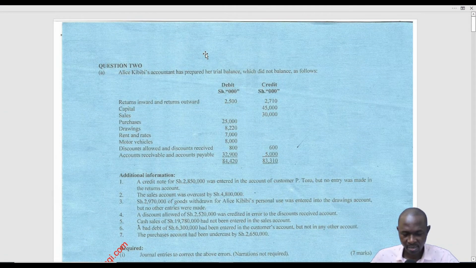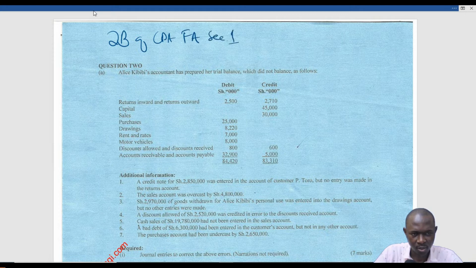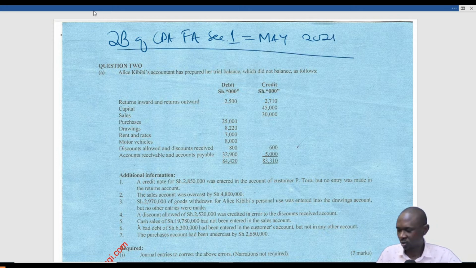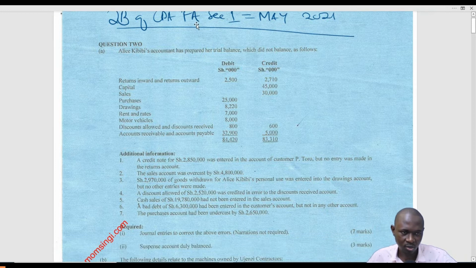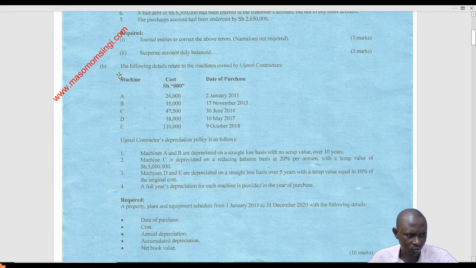Okay, welcome again. This time round we are going to tackle question 2b of CPA Financial Accounting Section 1. This is the May 2021 KASNEB paper. So this is question 2, but we're interested in question 2b.